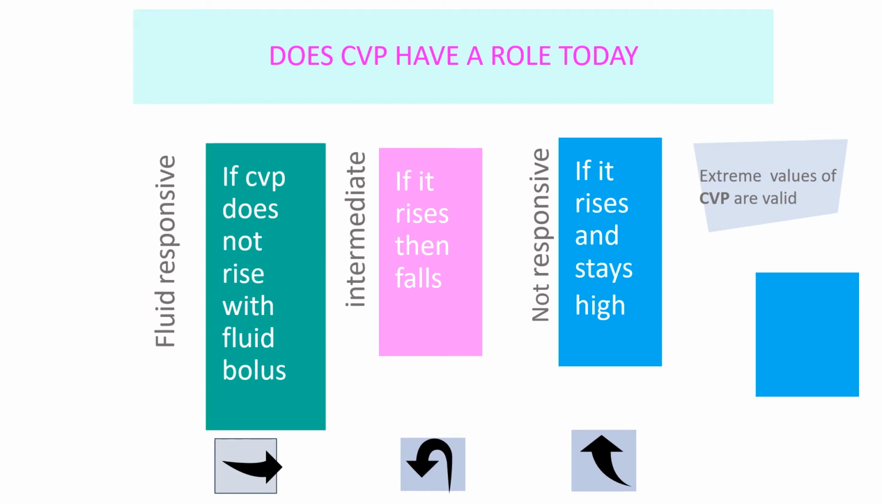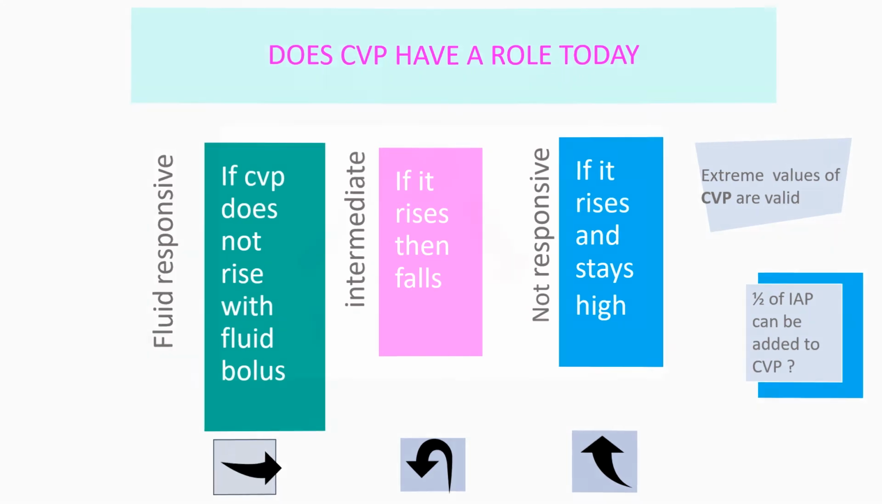But this is a way in which CVP can be used, and extreme values of CVP are always valid. If you have a value of 0, -1 or 1, then it means he's dehydrated. Similarly, if he has a CVP of 13, 14, it means he's overloaded, the right ventricle is overloaded. And in patients with increased intra-abdominal pressure, it is said that half of the IAP can be added to your CVP. So CVP cannot be just thrown away and said to be not relevant. It has its relevance, and this is how you can use the CVP.